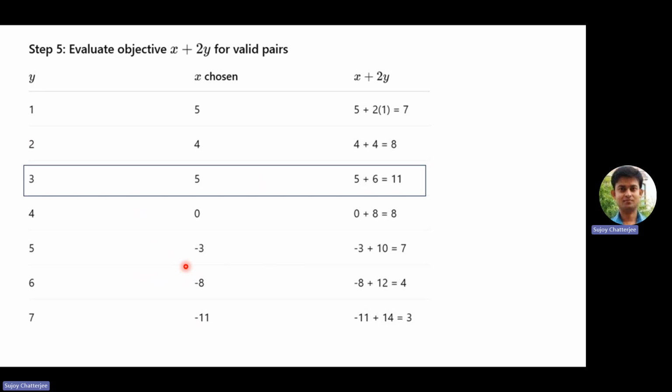Evaluate objective x plus 2y for valid pairs. Now the valid pairs we got from the previous step. So here we have to find the value of x plus 2y by putting the values of x and y. So we know from the previous table that when y is equal to 1, x chosen is 5, and this gives x plus 2y as 7. Similarly, 2, 4, 8, 3, 5, 11.